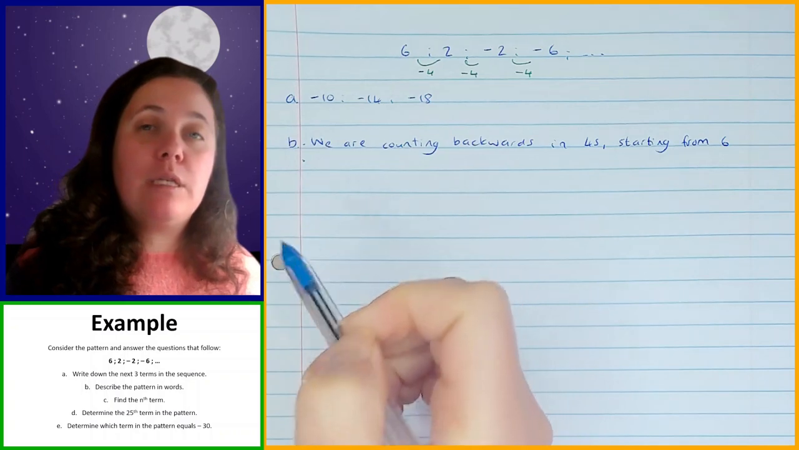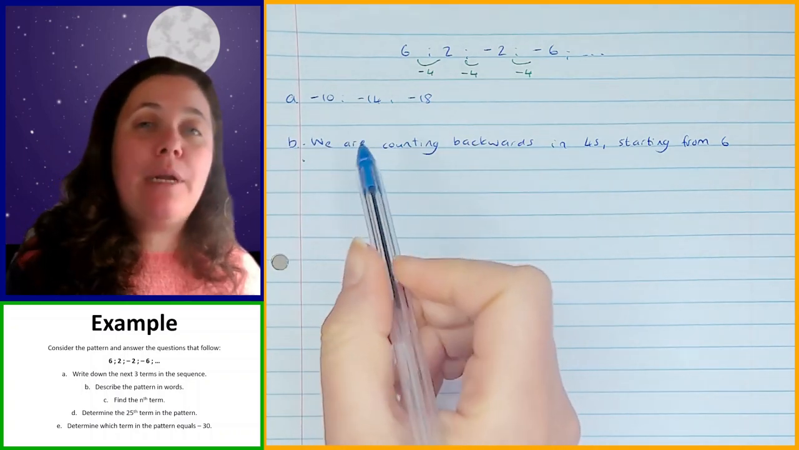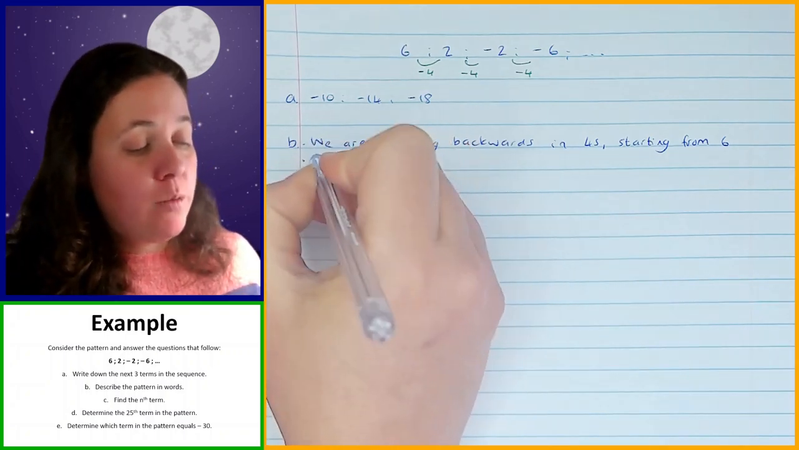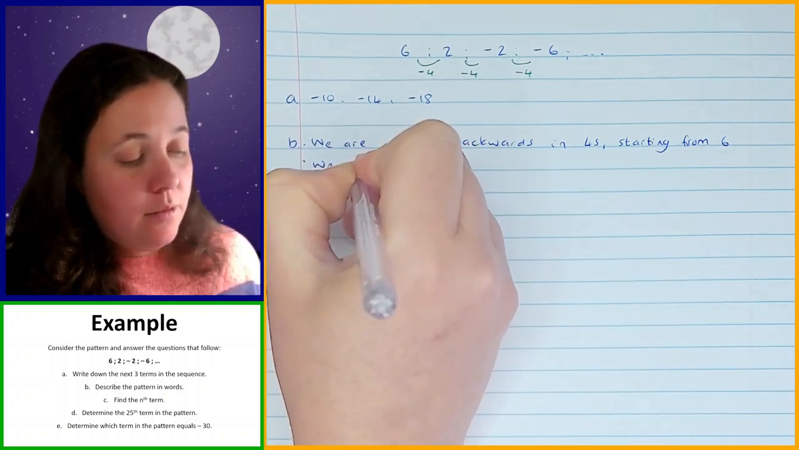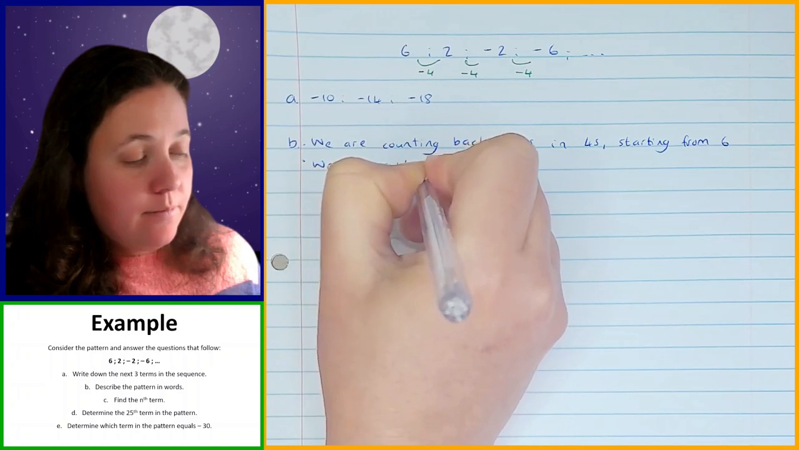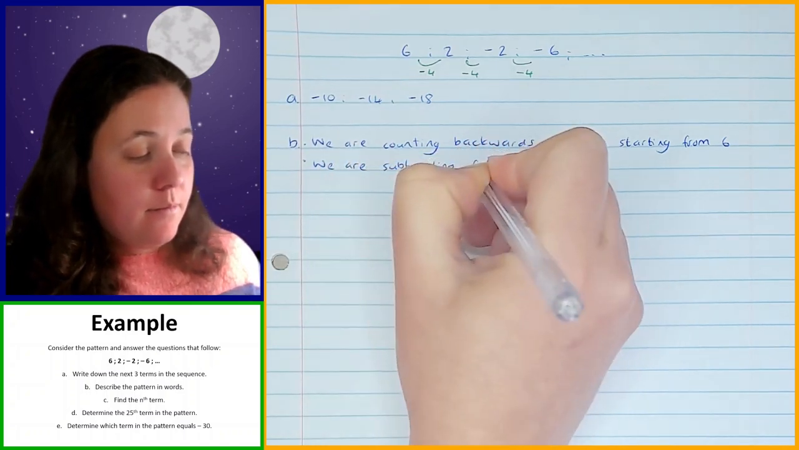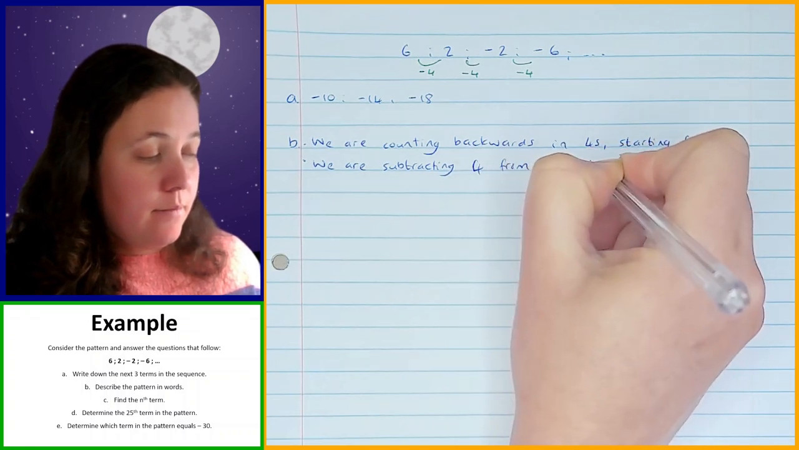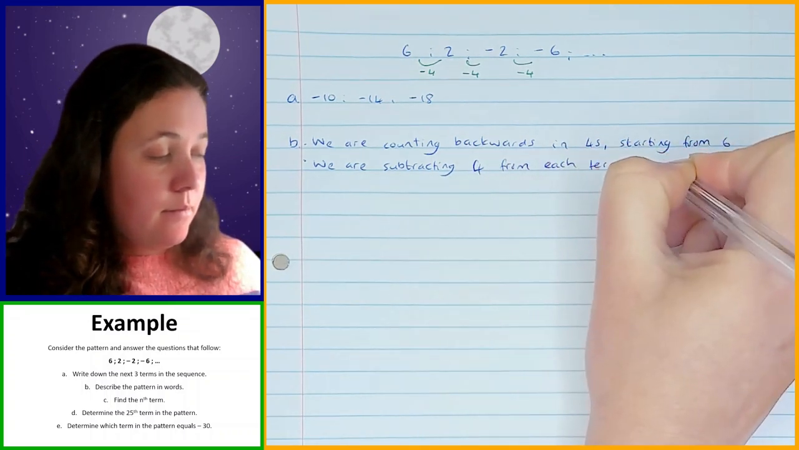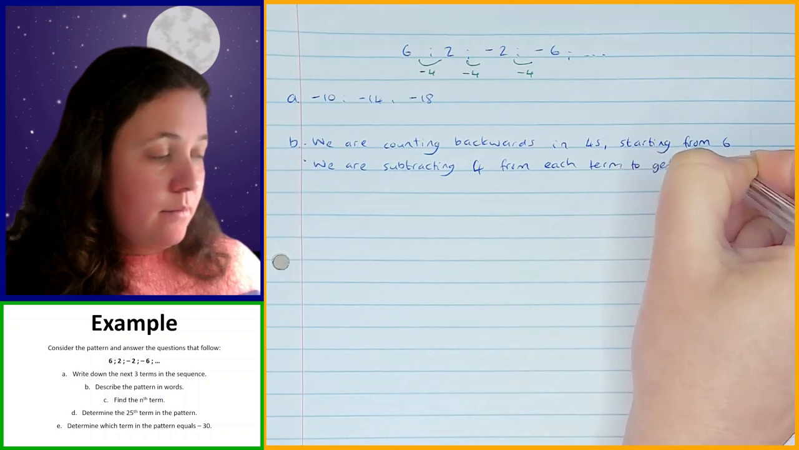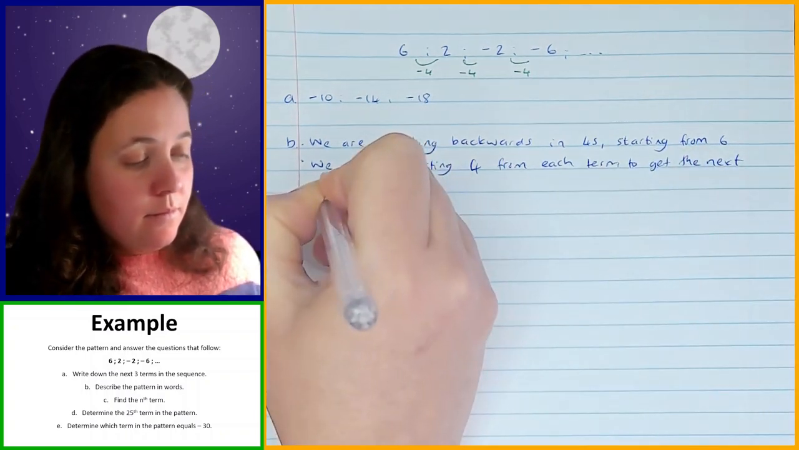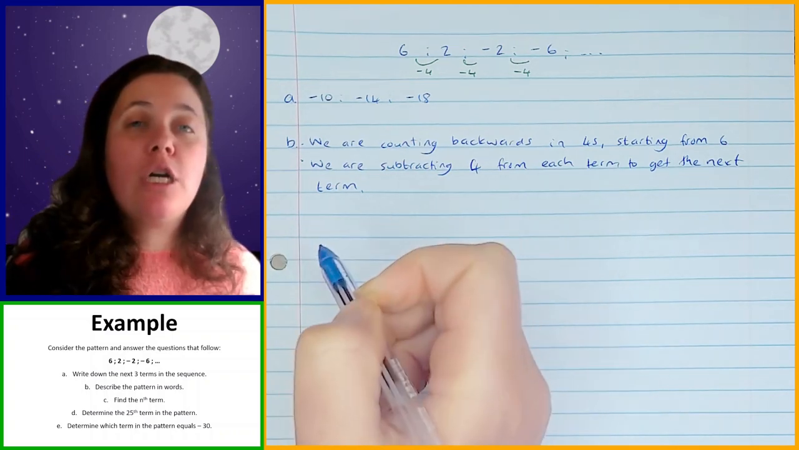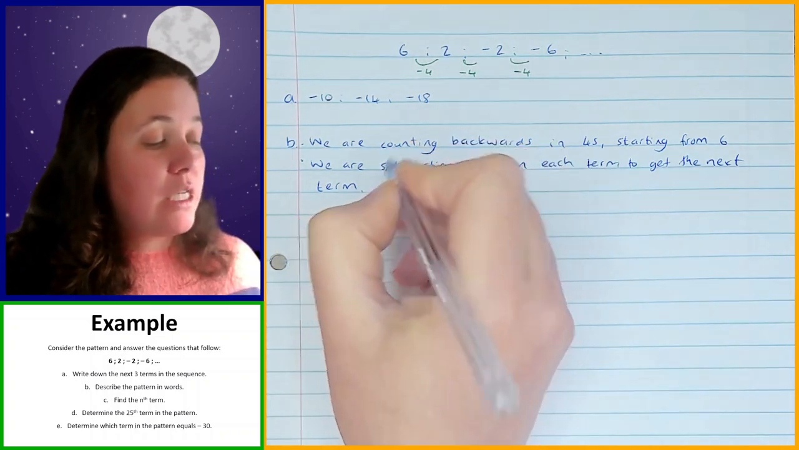Another way of describing it in words is to talk about what's happening when we go from one term to the next. We are subtracting 4 from each term to get the next term. And again, I have to specify where we're starting, because we're not starting at the expected value. We are starting at 6.